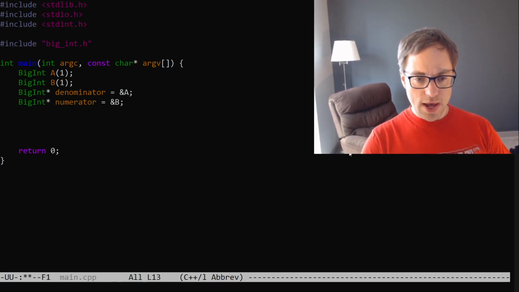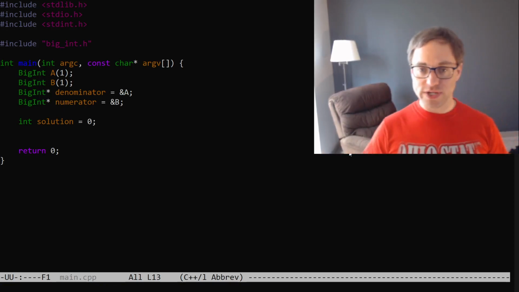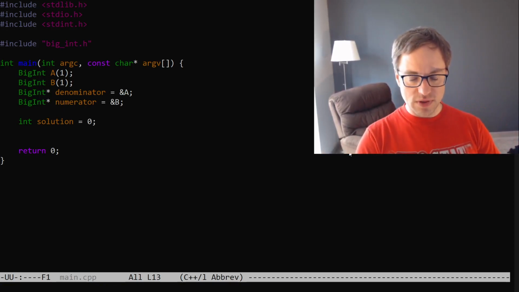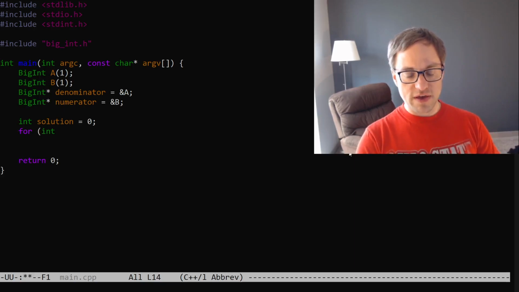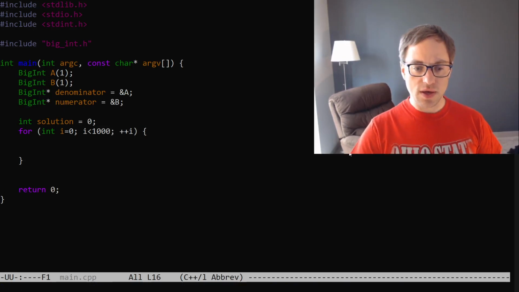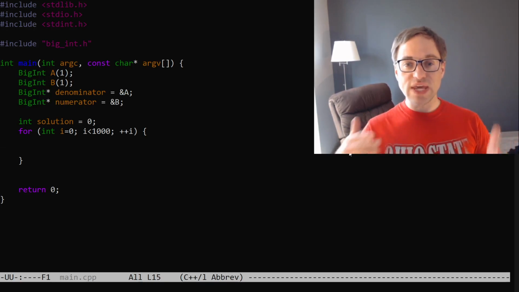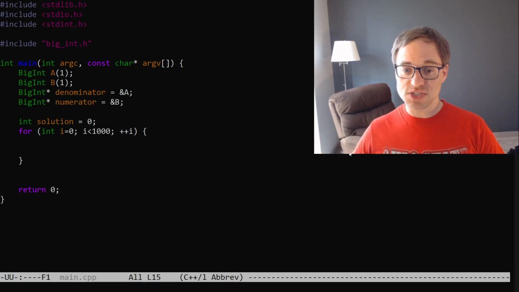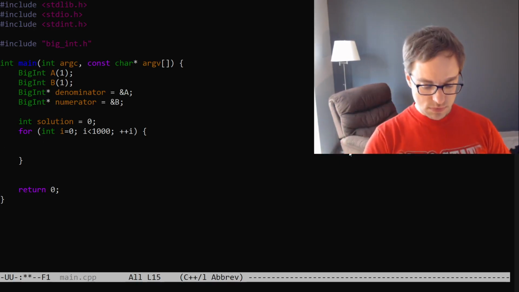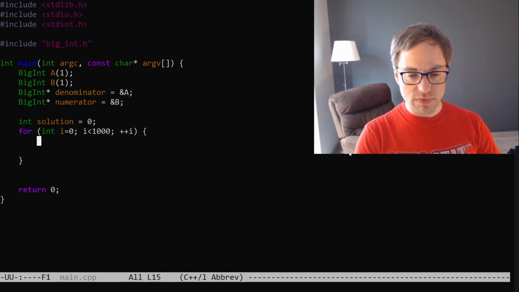All right. And then we're going to want to keep track of our solution, which is going to be the number of times we see a numerator with more digits than the denominator. So we'll start that off at 0. And we'll say for int i equals 0, i less than 1,000, increment i. Recall we're looking for the number of times the numerator has more digits than the denominator in the first 1,000 terms of our sequence.